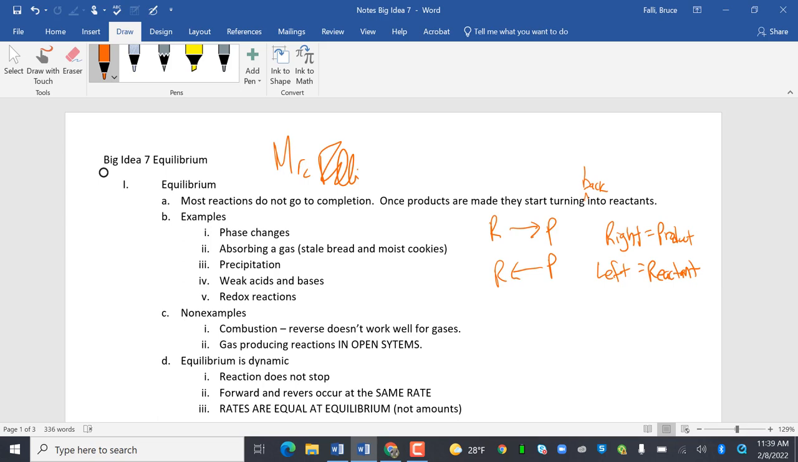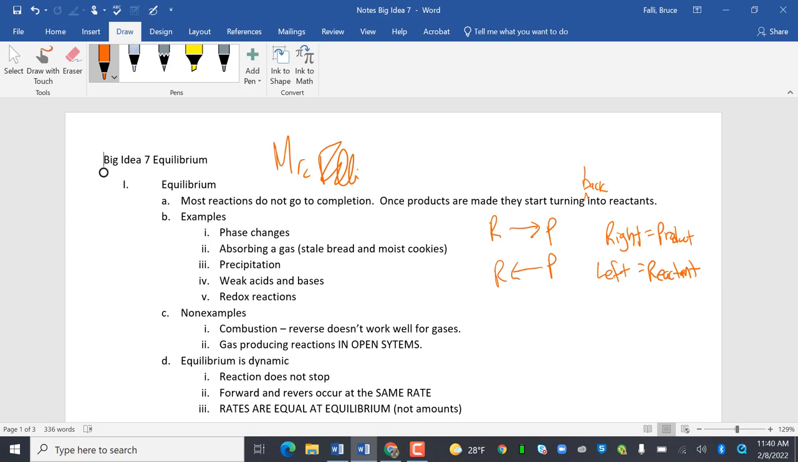Examples are phase changes, so you can melt something and then you can freeze it back. Absorbing a gas, so stale bread. If the bread is stale, you can unstale it by putting it in a humidifier. Same thing for moist cookies. Precipitation: once the chunks form, there's continual dissolving and precipitating, dissolving and precipitating. So the mass is constant, but that keeps going back and forth. Weak acids and bases are equilibrium reactions, and so are redox reactions.